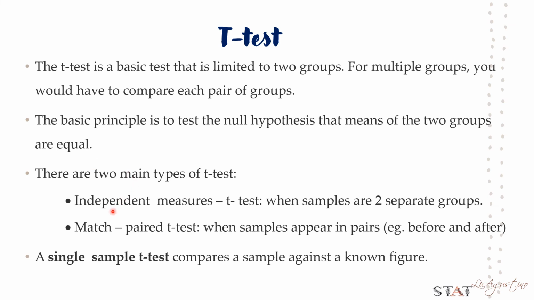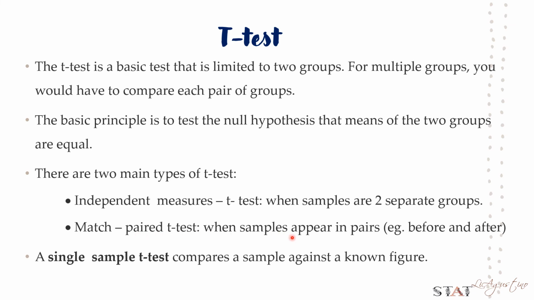And then there are two main types of t-test. You have the independent measures and then the matched or paired t-test. For example, for independent, the group is not related to the other group. However, in paired, they are related. For example, you have conducted a survey today, and then you ask me again tomorrow, so that is a paired t-test.